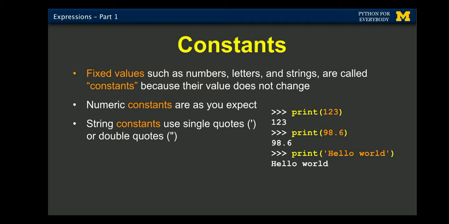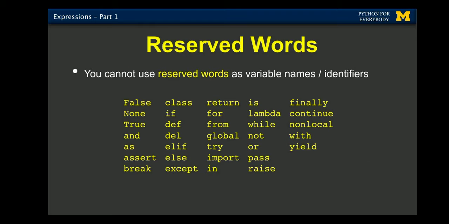There are some reserved words which you cannot use as variable names or identifiers. All the reserved words that you can see on the screen are used in the program itself, so you cannot use them for variable names or identifiers.